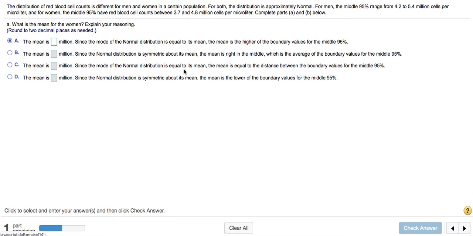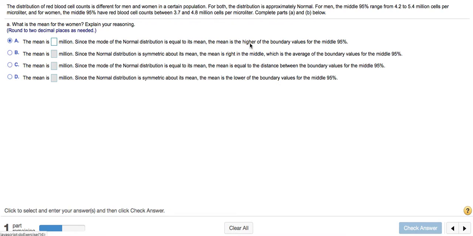For this problem, it says the distribution of red blood cell counts is different for men and women in a certain population. And part A is asking for what is the mean for women? If I go back to the question, it states that for women, the middle 95% have a red blood cell count between 3.7 and 4.8 million cells per microliter. Okay, so how do we find the middle or the mean of this normal distribution?